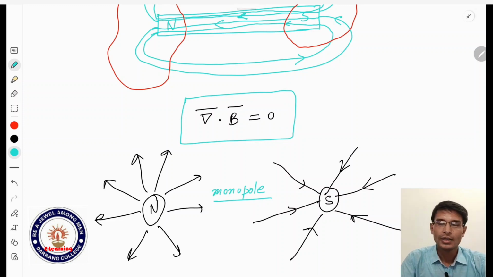But we have still not been able to find any definitive proof of monopoles existing. So till the day we are able to discover any magnetic monopoles, the second Maxwell's equation, where the divergence of magnetic field is equal to 0, will hold valid. Or we can also say that magnetic lines of force will always be continuous.